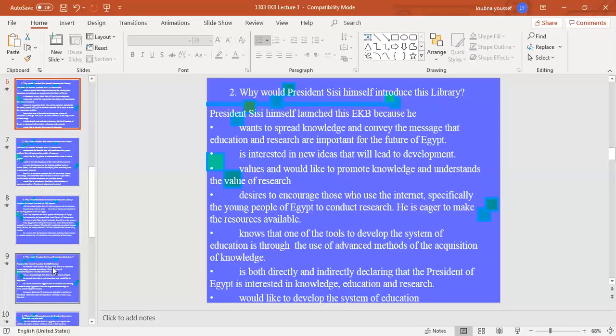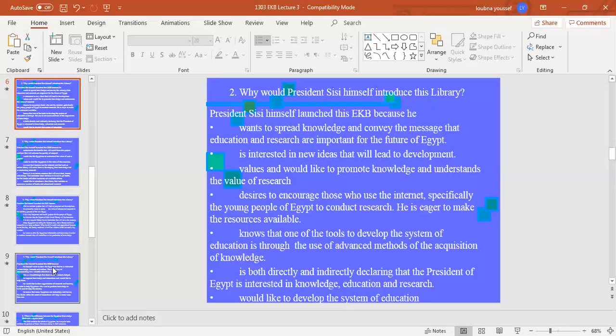Now, President Sisi himself launched this EKB because he knows that one of the tools to develop the system of education is through the use of advanced methods of the acquisition of knowledge. Now, in order to acquire knowledge, in the past, we only had books to read or journals. But now there is a lot of material on the internet, and the material is visual and interactive. And here, for example, today we are using the internet to have a lecture instead of having a lecture physically because we cannot go out and we all are supposed to stay at home.